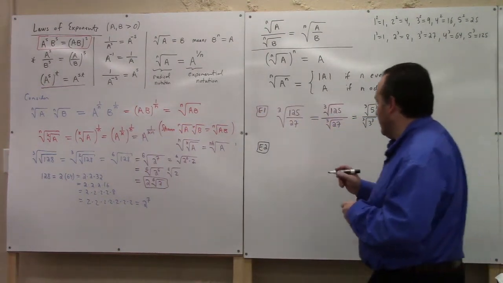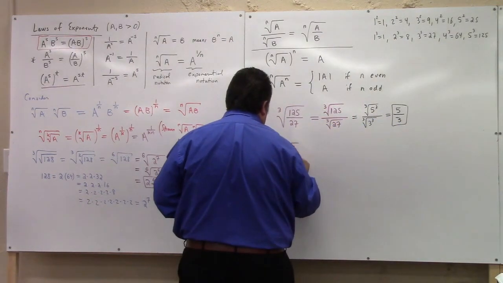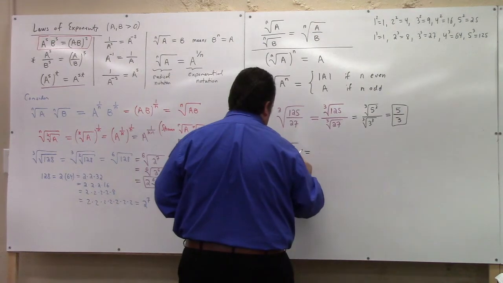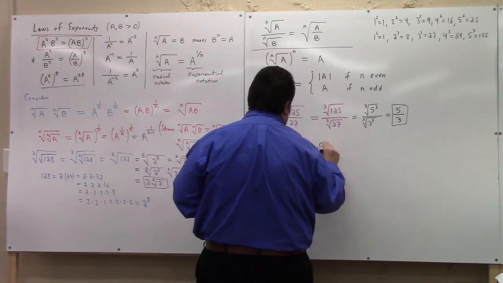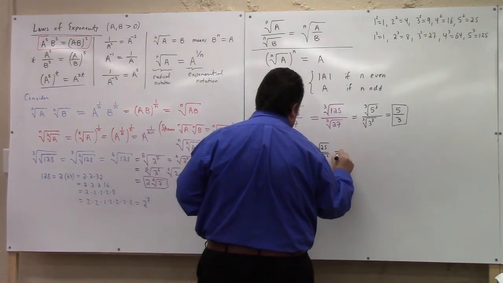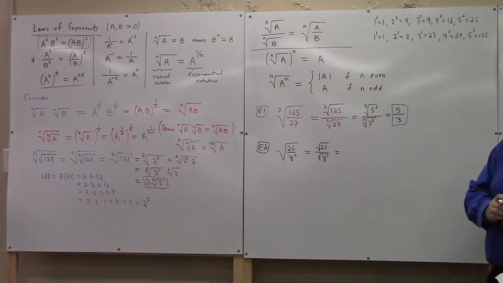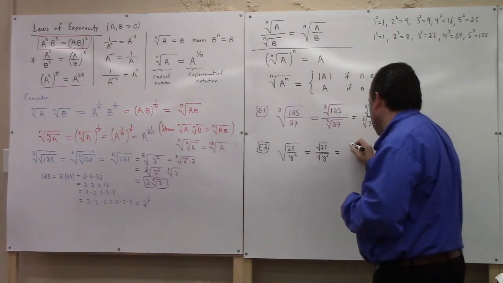So here we have the square root of 25 over y squared, right? So we do the square root of 25 over the square root of y squared. What does that give me? Well, the square root of 25, we know that. That's 5, right? What's the square root of y squared?